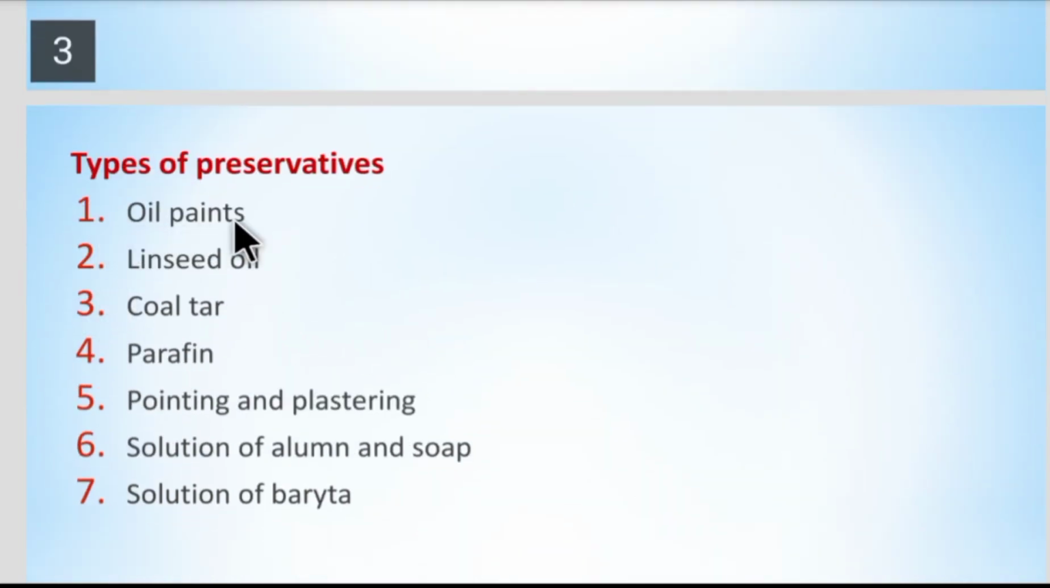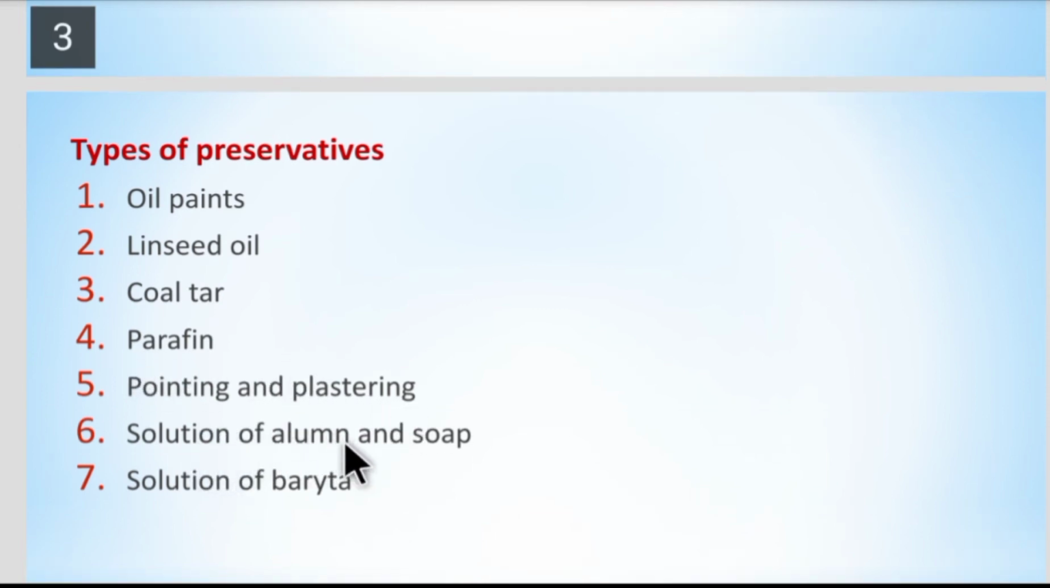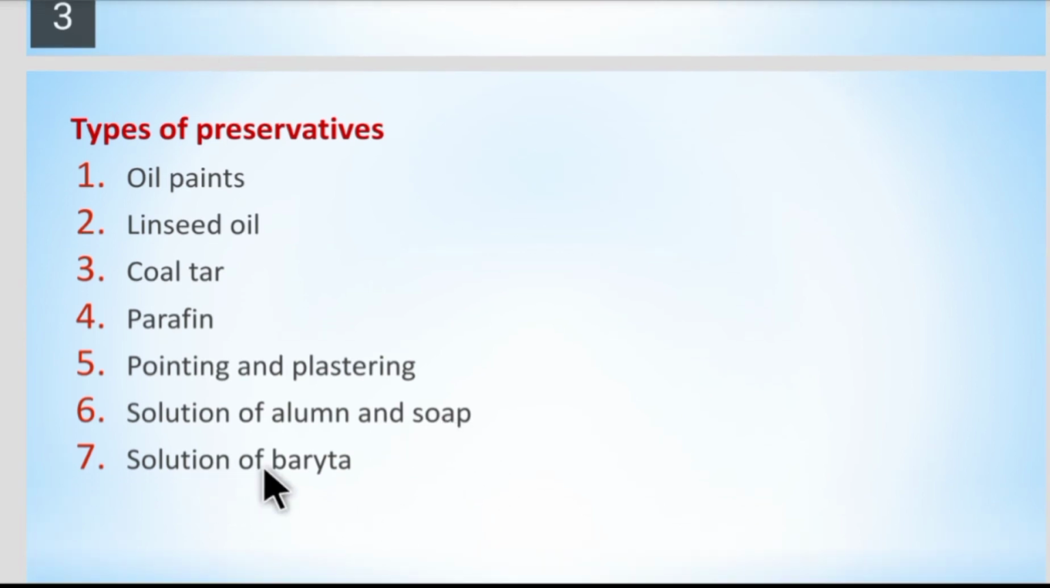First is oil paints, second linseed oil, next is coal tar and paraffin, pointing and plastering, solution of alum and soap, solution of baryta. Okay, we will see one by one.